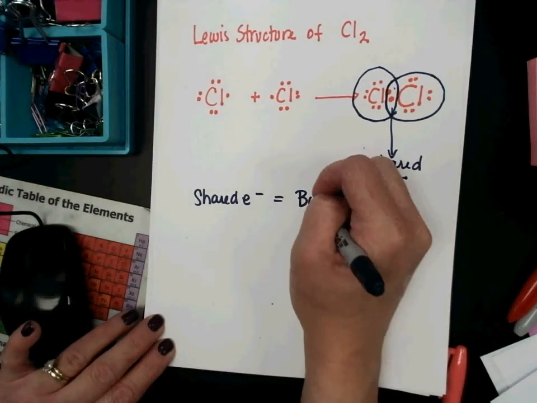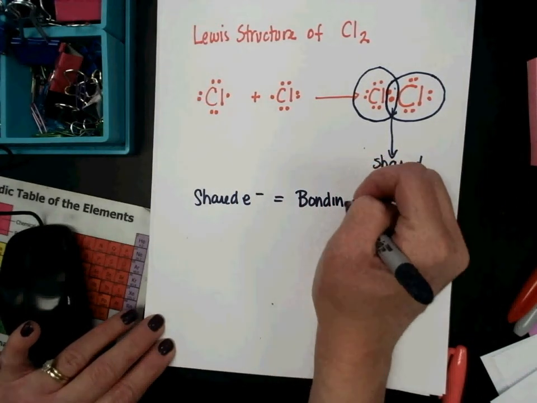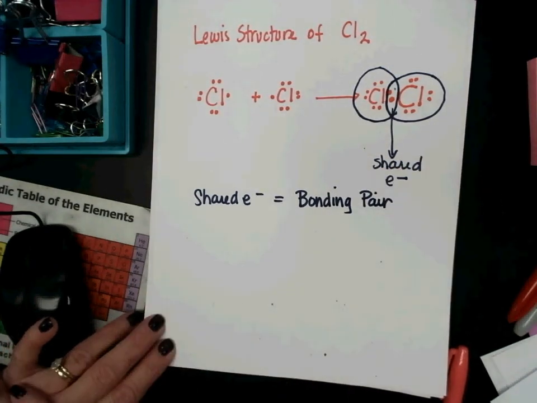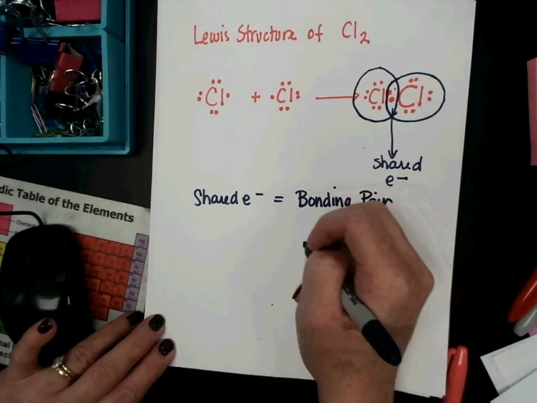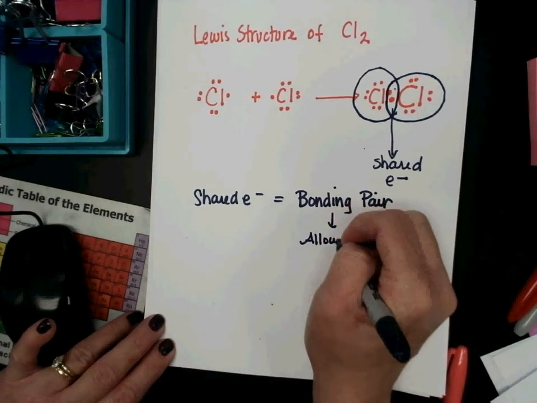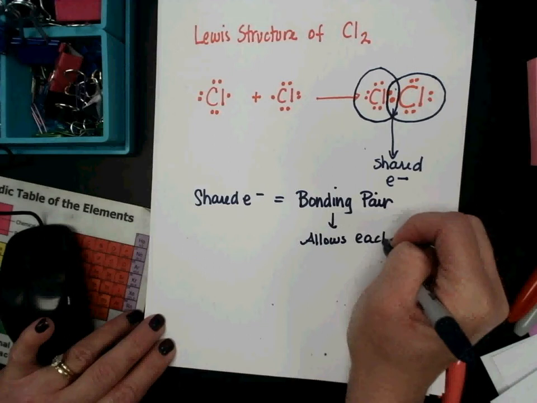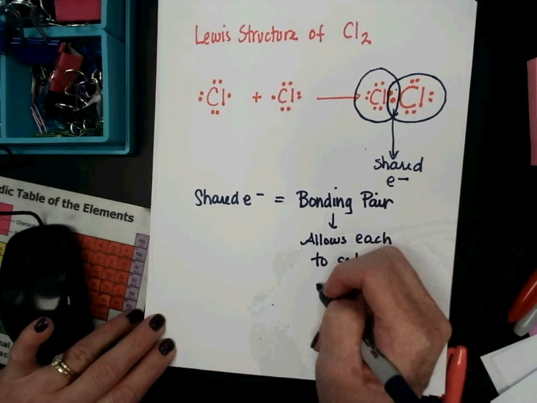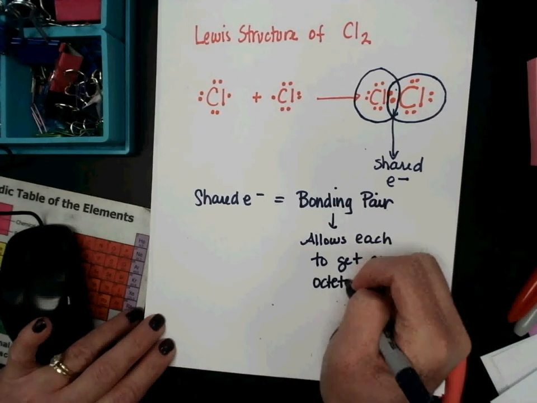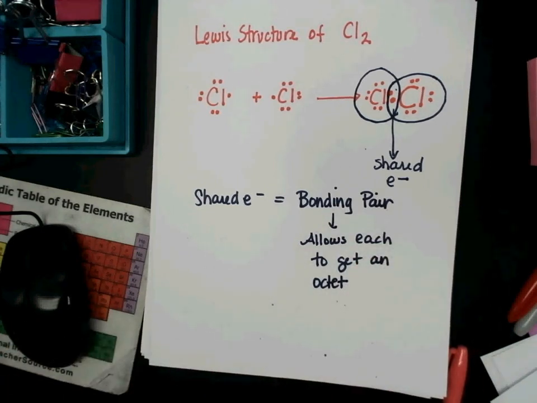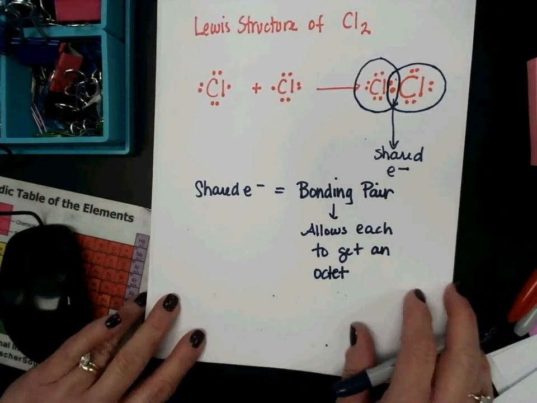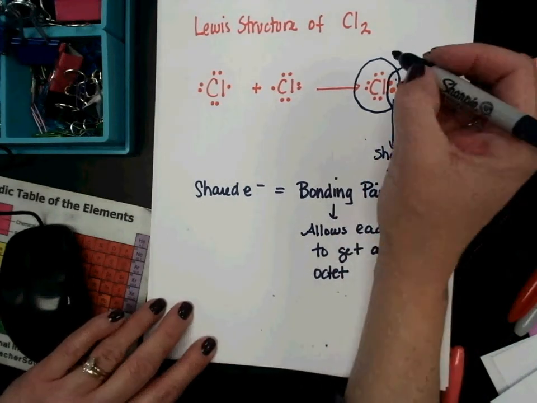Those shared electrons are called a bonding pair. And I would say that it allows each to get an octet. So it allows each of them to get an octet.